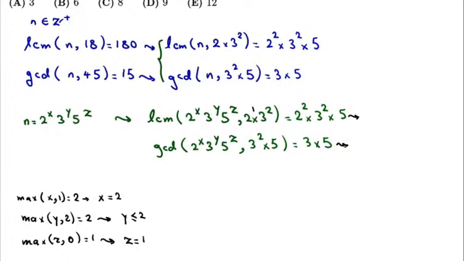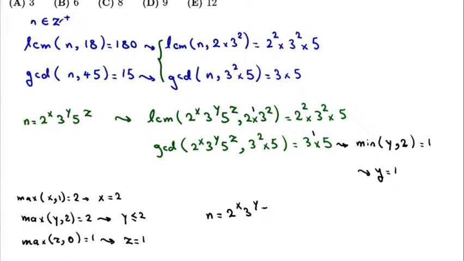Now, let's consider the cases of this. GCD of this. In GCD, we consider the minimum power. Minimum of, so we know x, we know z, here we should find y. You can also check x and z, you will see it's satisfied. So minimum of y and 2 equal to 1 because the power here is 1 for powers of 3. So minimum of y and 2 is 1. So y is 1. Now, n will be what?